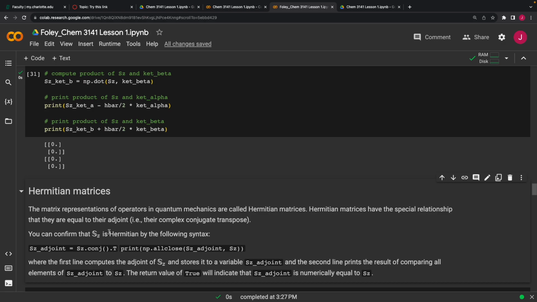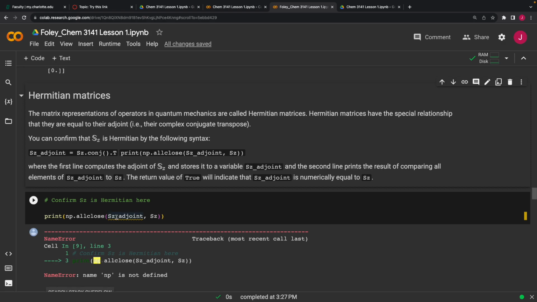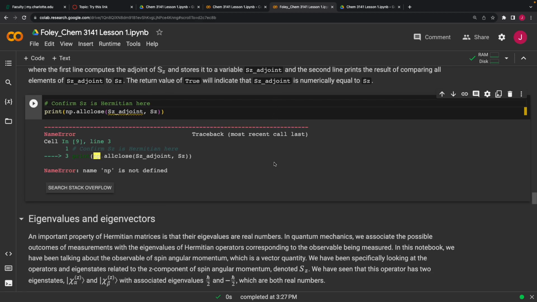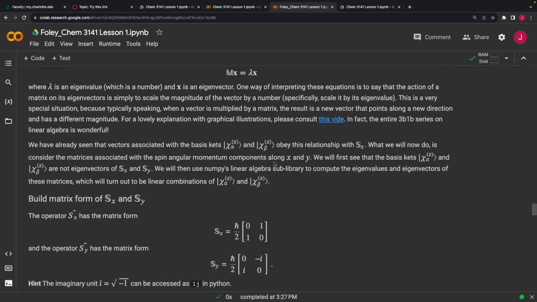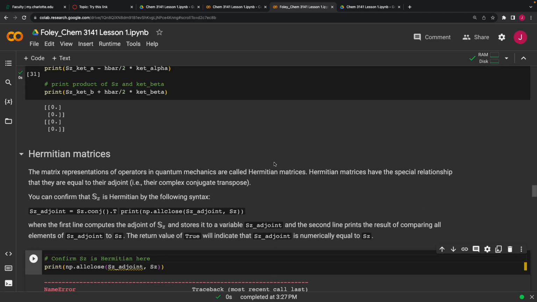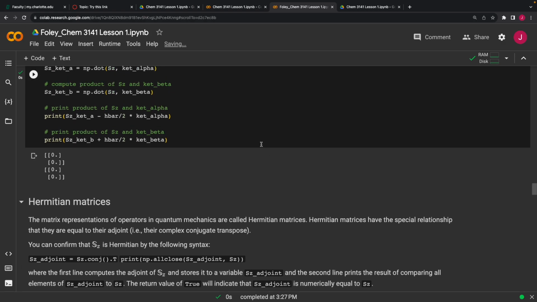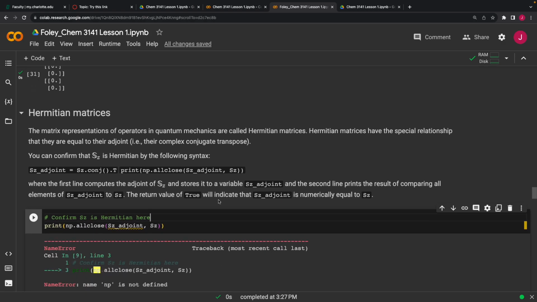I think we probably have time for just the very next piece. Any questions before I move on to the next and maybe final block for today?